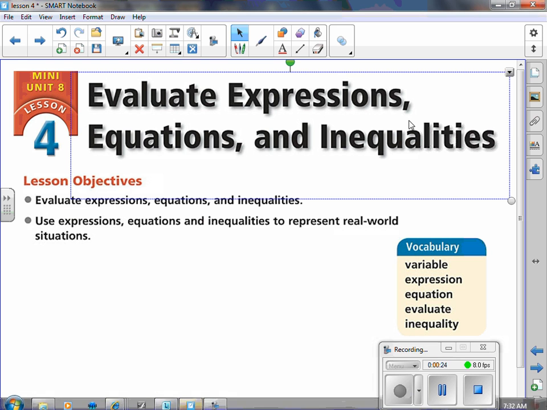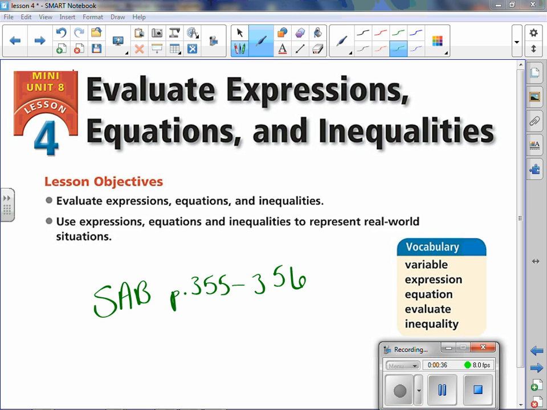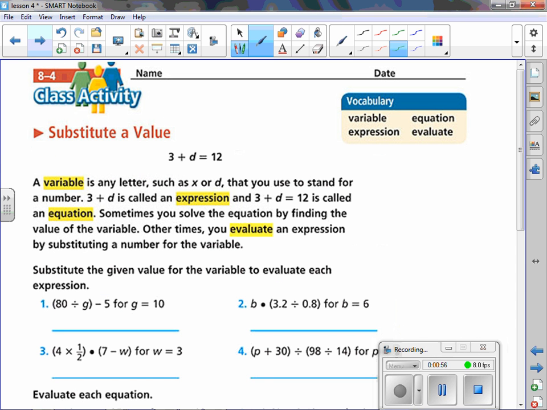Then an expression is just the number sentence without the equals in it. And an equation is simply the expression with the equals sign, what it equals out to. So you're going to evaluate some equations and expressions, and we're going to look for inequalities. Inequality, not equal to. Okay, SAB page 355 through 356. So we already went over this vocabulary, so now let's talk about this.